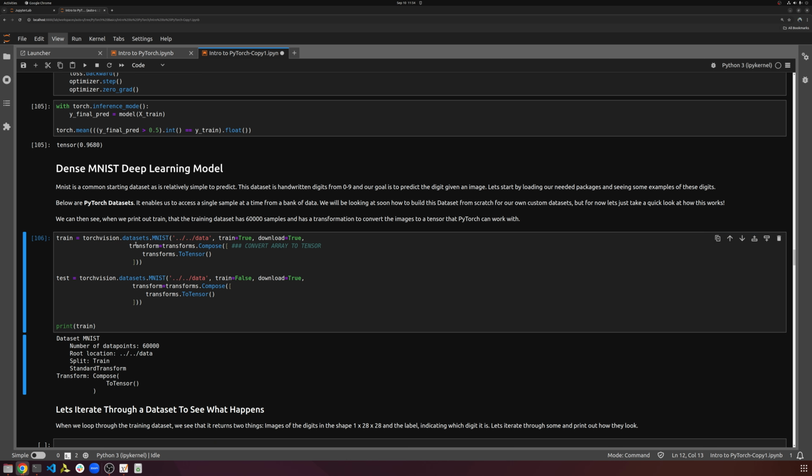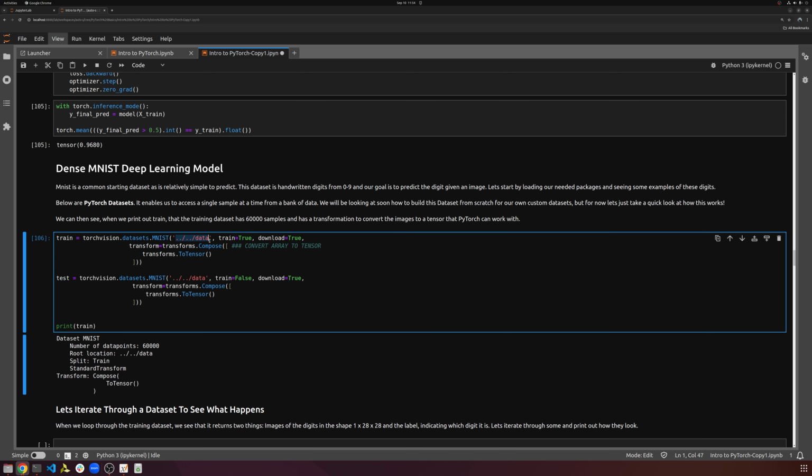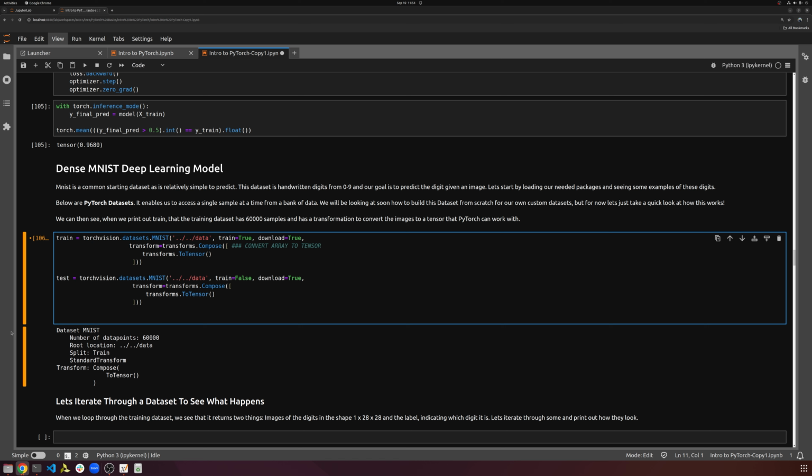So I already downloaded my MNIST dataset to this path. Just provide it any path and it'll automatically download it. I'm not going to go into this dataset stuff too much right now. The next video will be directly on building datasets and data loaders for PyTorch. But basically these datasets contain the data of our stuff.